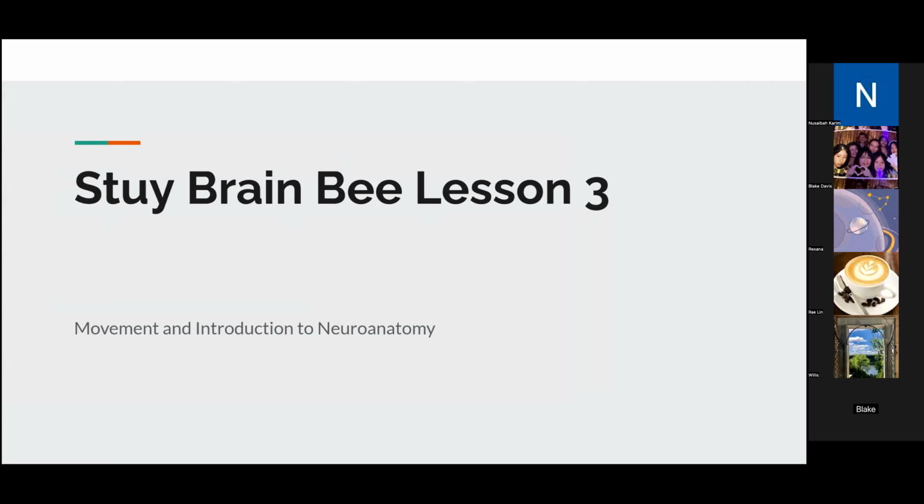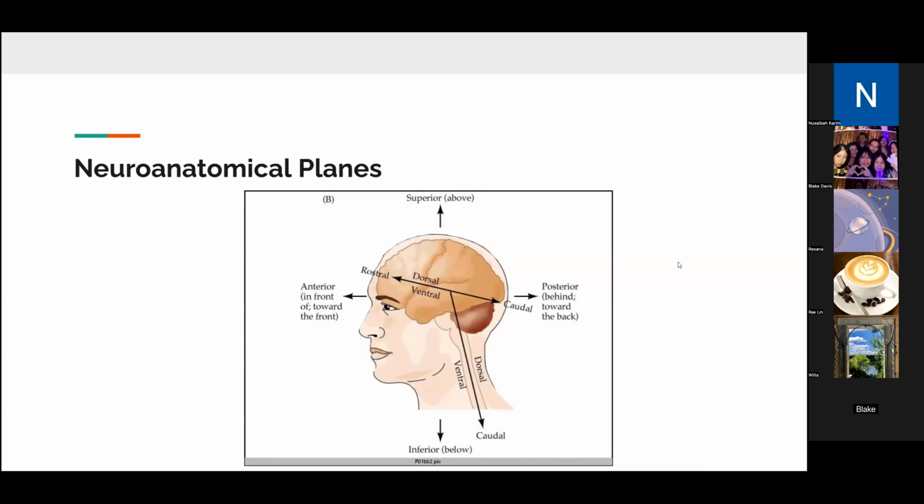Okay, so before we go into that, let's go over some of the basic neuroanatomical planes. First, in this picture, it seems pretty complex, but as you will see later, it's actually quite useful and it is easy to understand after a while. So let's go over the different terms.